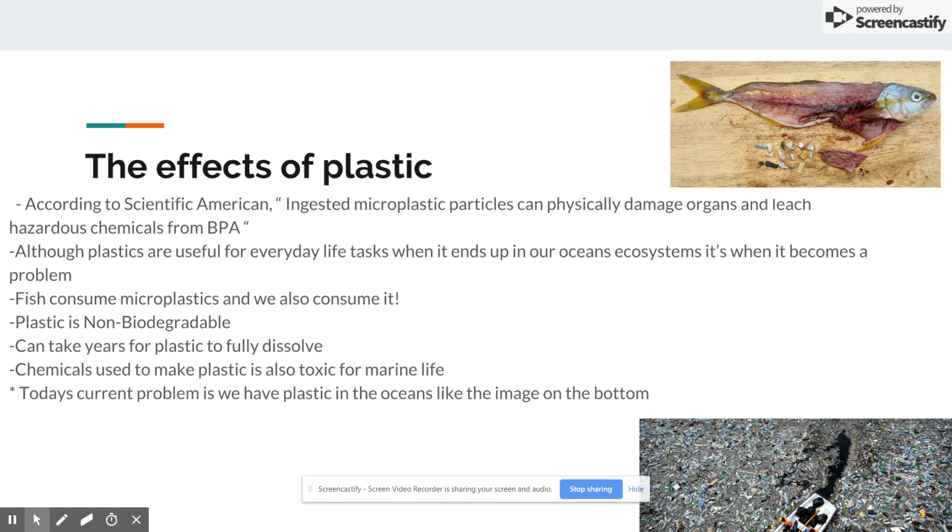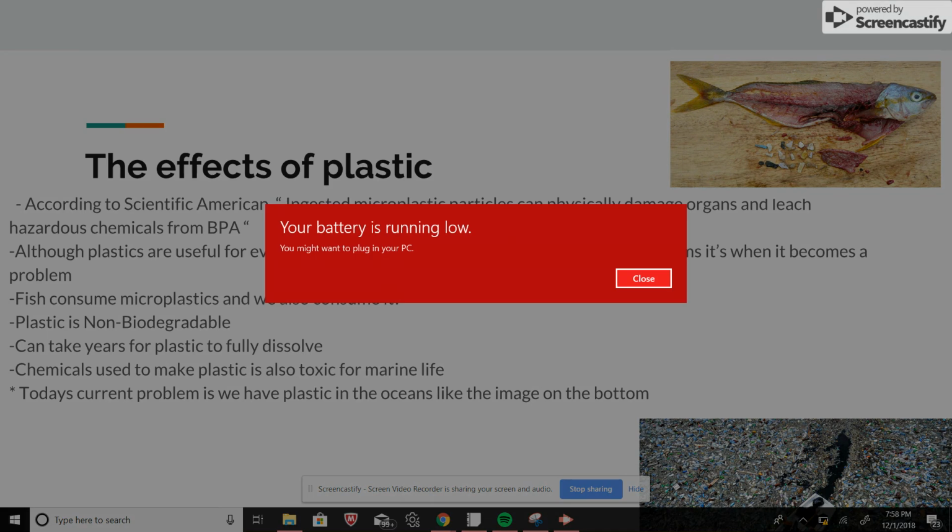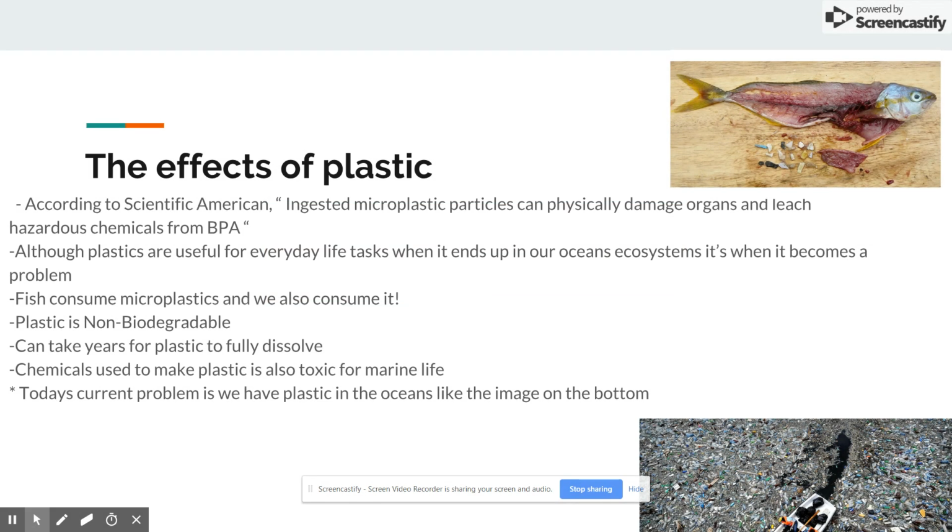Whenever we throw that, it goes into the ocean, and then animals such as fish consume it, and when we eat stuff such as sushi, we also consume microplastics. Now, plastic is non-biodegradable, meaning that it can take years for it to degrade, which is why we have plastic pollution in our ocean's ecosystems. And the chemicals also used to make plastic are also toxic for marine life. And on the bottom, I provided you guys an image of what plastic looks like in our oceans.